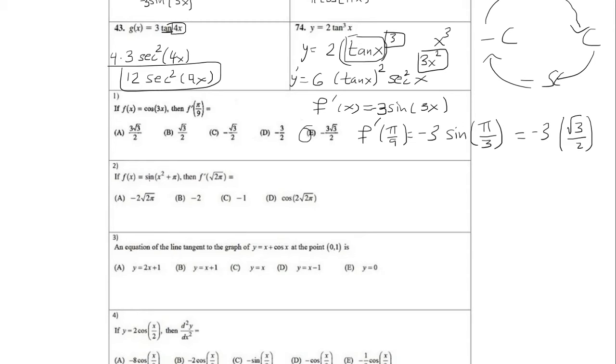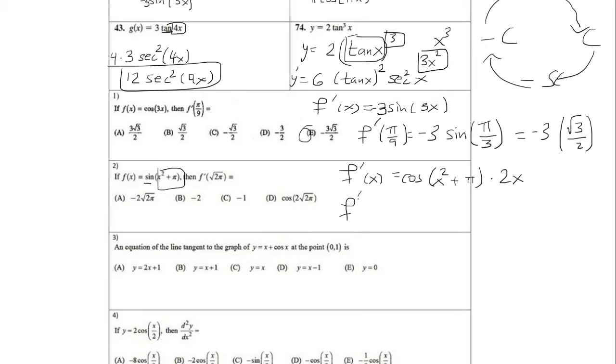Now the next one, f of x is sine of x squared plus pi. We want to find f prime of square root of 2 pi. So let's take the derivative. So again, we have to use a chain rule. Take the derivative first of the outside function, which is sine. Derivative of sine is cosine. Always keep the inside the same. And then you multiply by the derivative of the inside, which is 2x.